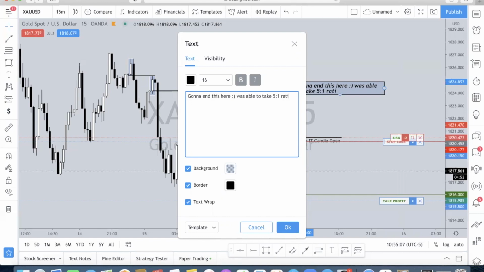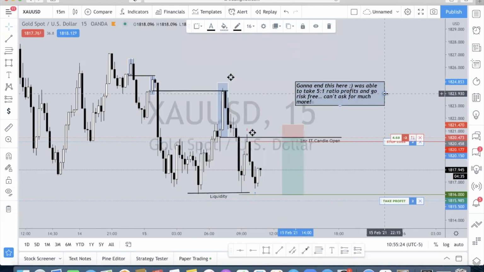So like I say here, going to end this here. It was a nice 5 to 1 ratio, profits and went risk-free. Can't really ask for more.